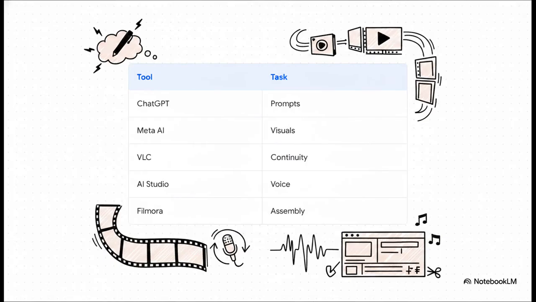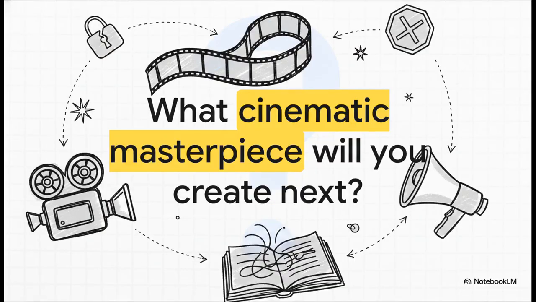So here is the complete tech stack mapped out for you. You use ChatGPT as your head writer and prompt engineer, Meta AI for the stunning visuals, VLC Media Player to guarantee that flawless continuity, AI Studio and the Enceladus voice to act out your narration, and an editor like Filmora to assemble the whole shebang, all free. So the power is now entirely in your hands, and it won't cost you a single dime.